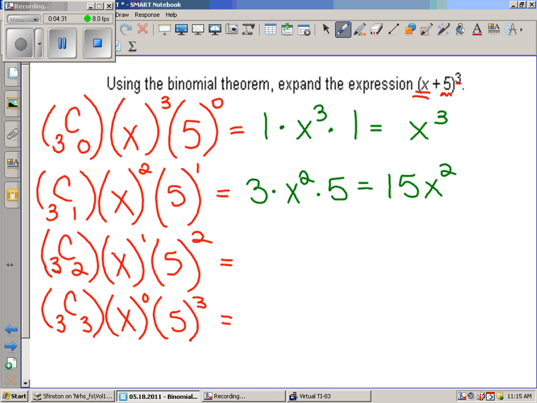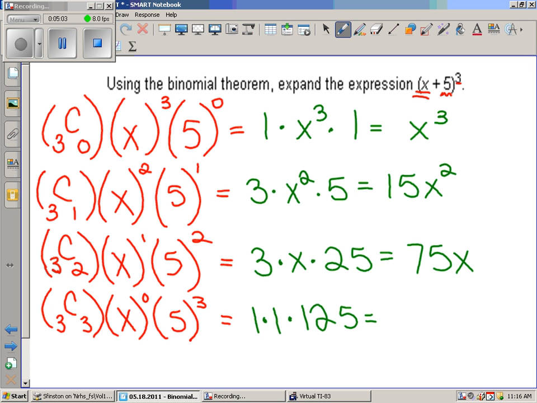All right, let's do it again. The next one, 3C2. What's 3C2? 3C2 is 3 times x, times 25, which gives 75x. And then the last one is going to be 1 times 1 times 125.